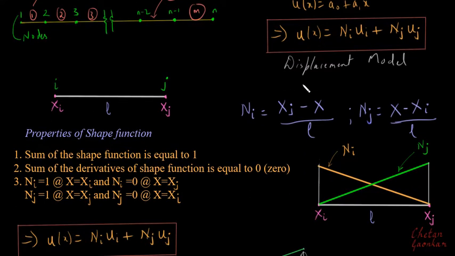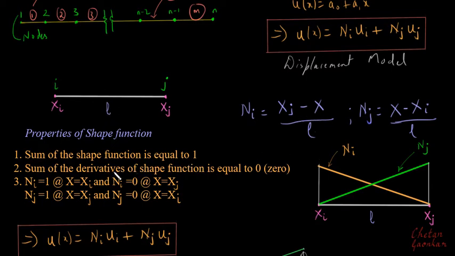Then we had seen some properties of this shape function. We had said that the sum of the shape functions is equal to 1. For example, if I add Ni plus Nj, I will get 1, because the minus x and plus x will cancel out. Xj minus Xi is nothing but again the length of this element, so length by length will be 1.